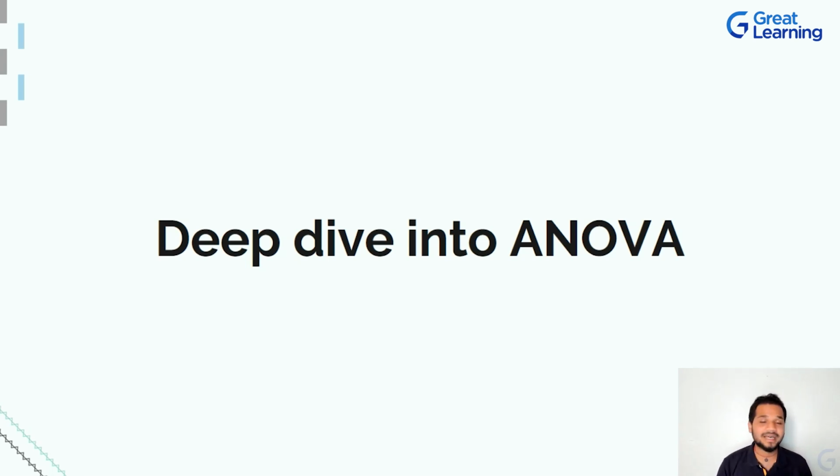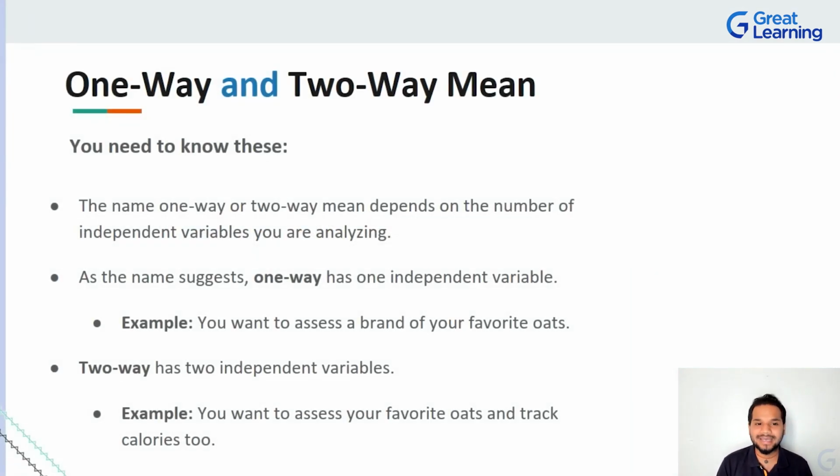Now guys, let's take a quick look. In fact, let's take a deep dive into understanding what ANOVA is. You might have heard a lot of the terms you'll see in the title here, but all of these are really important concepts in the world of ANOVA. Now, there's something called one-way mean and two-way mean, or one-way average and two-way average, that you have to know about. As the name suggests, it depends on the total number of independent variables that you're trying to assess.